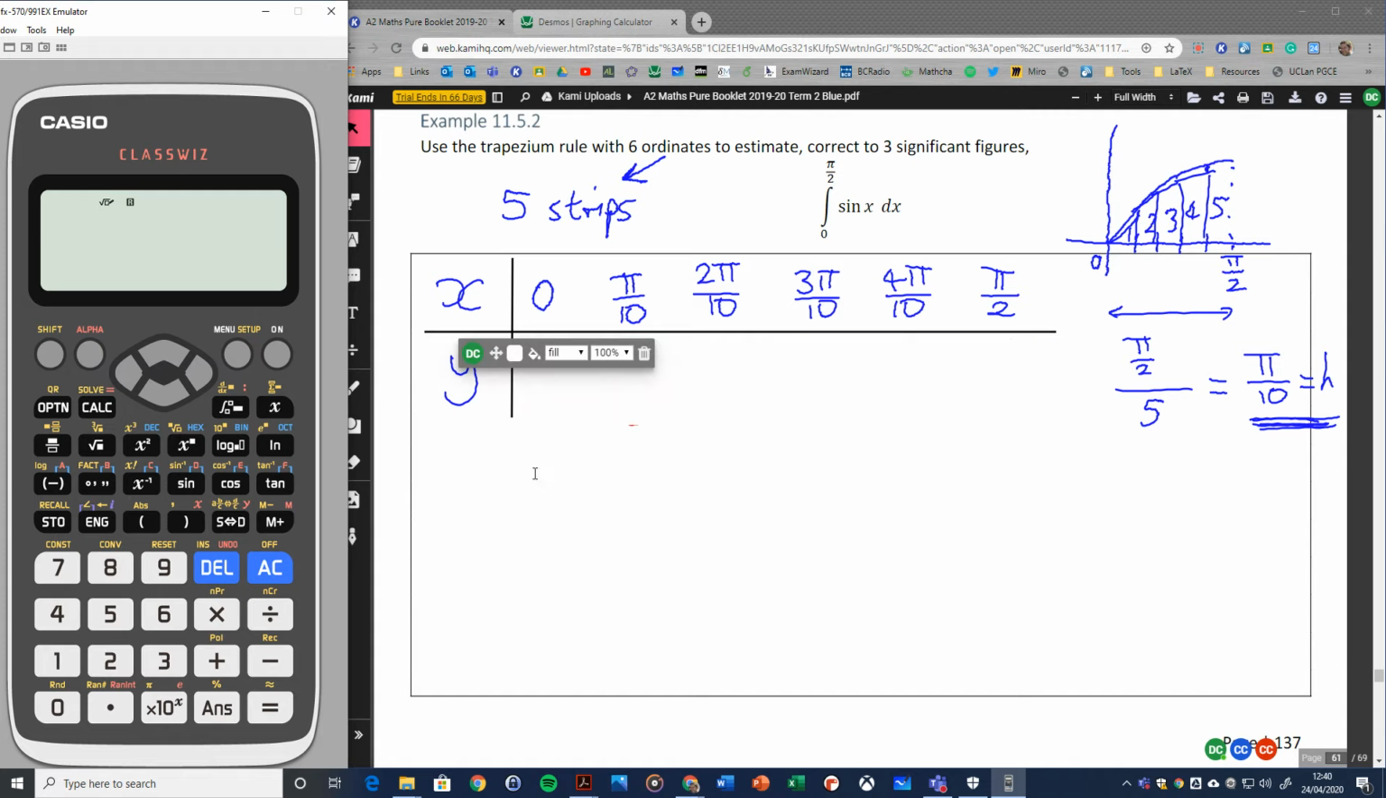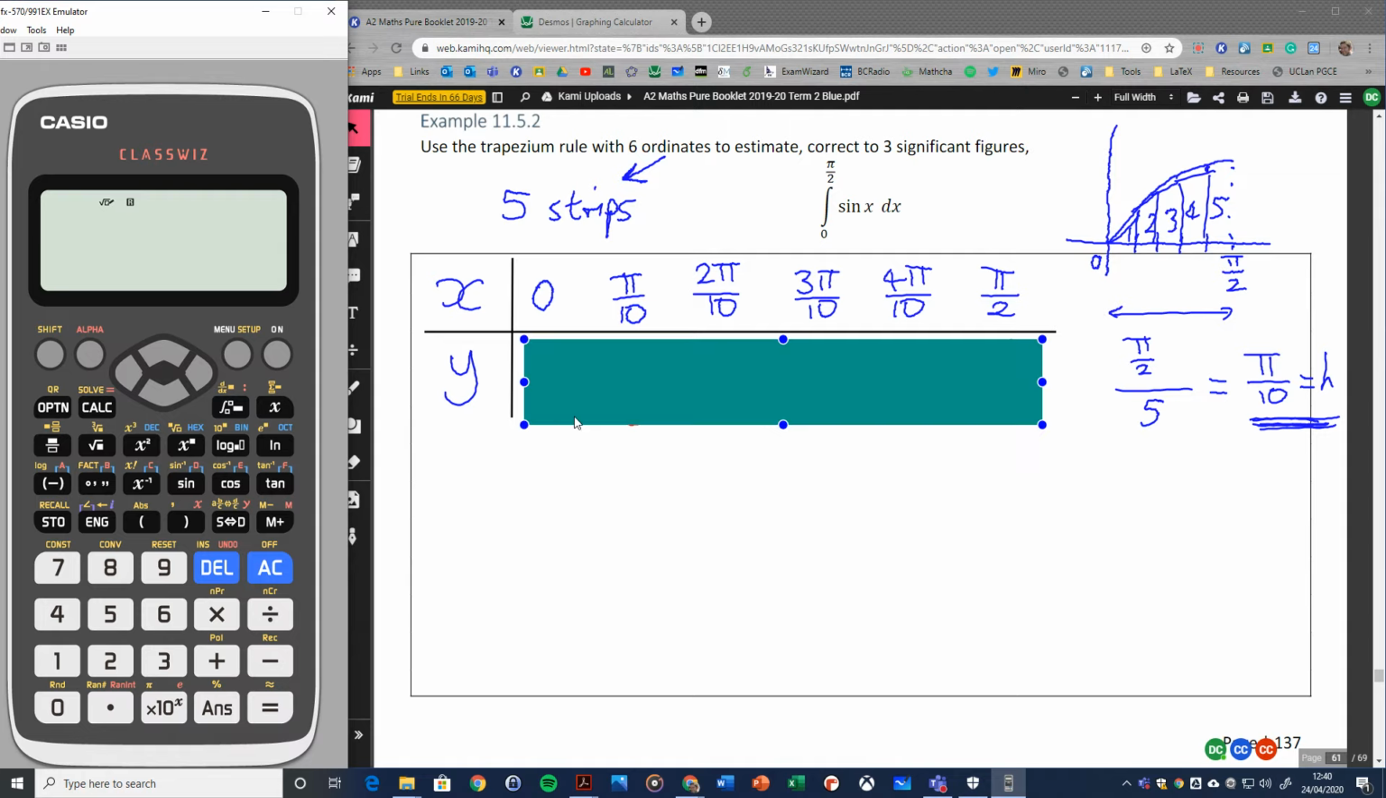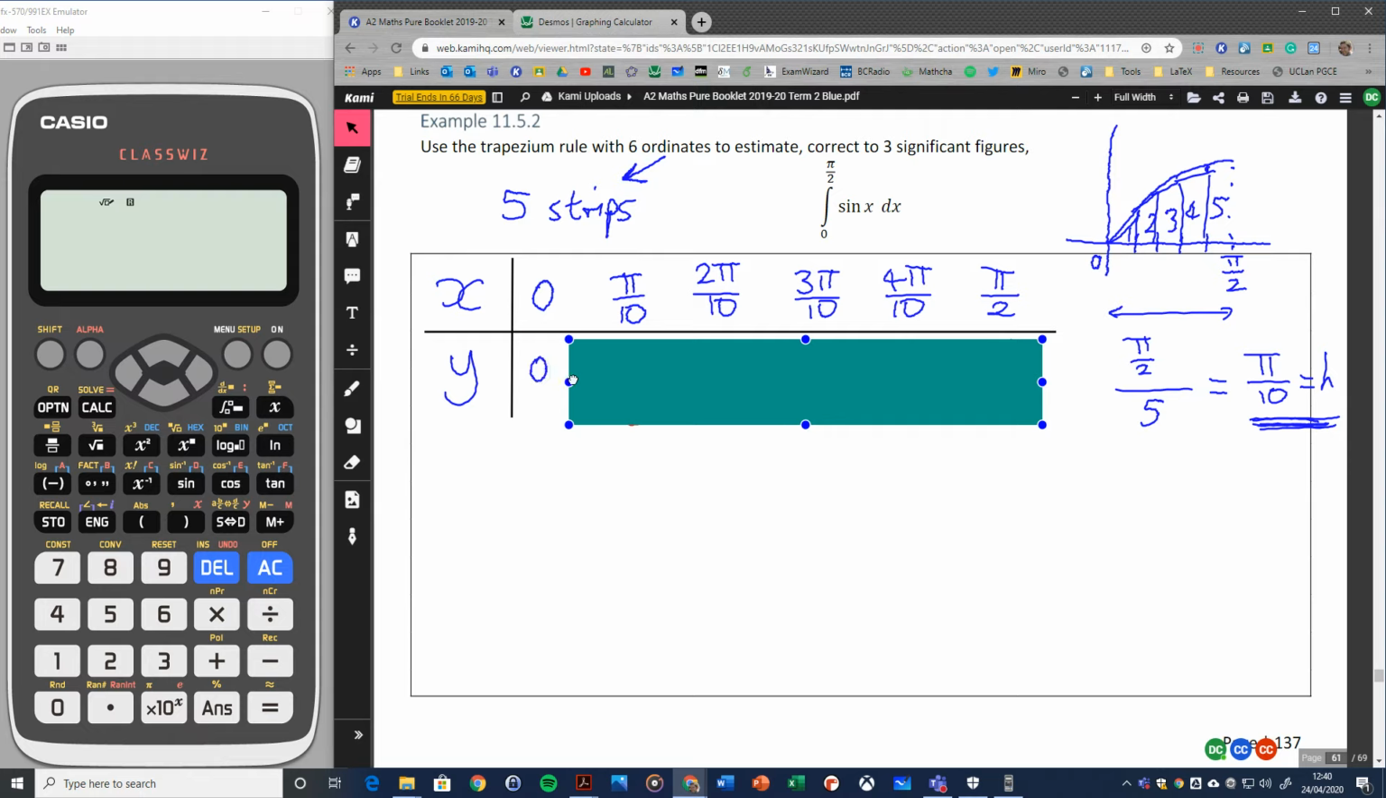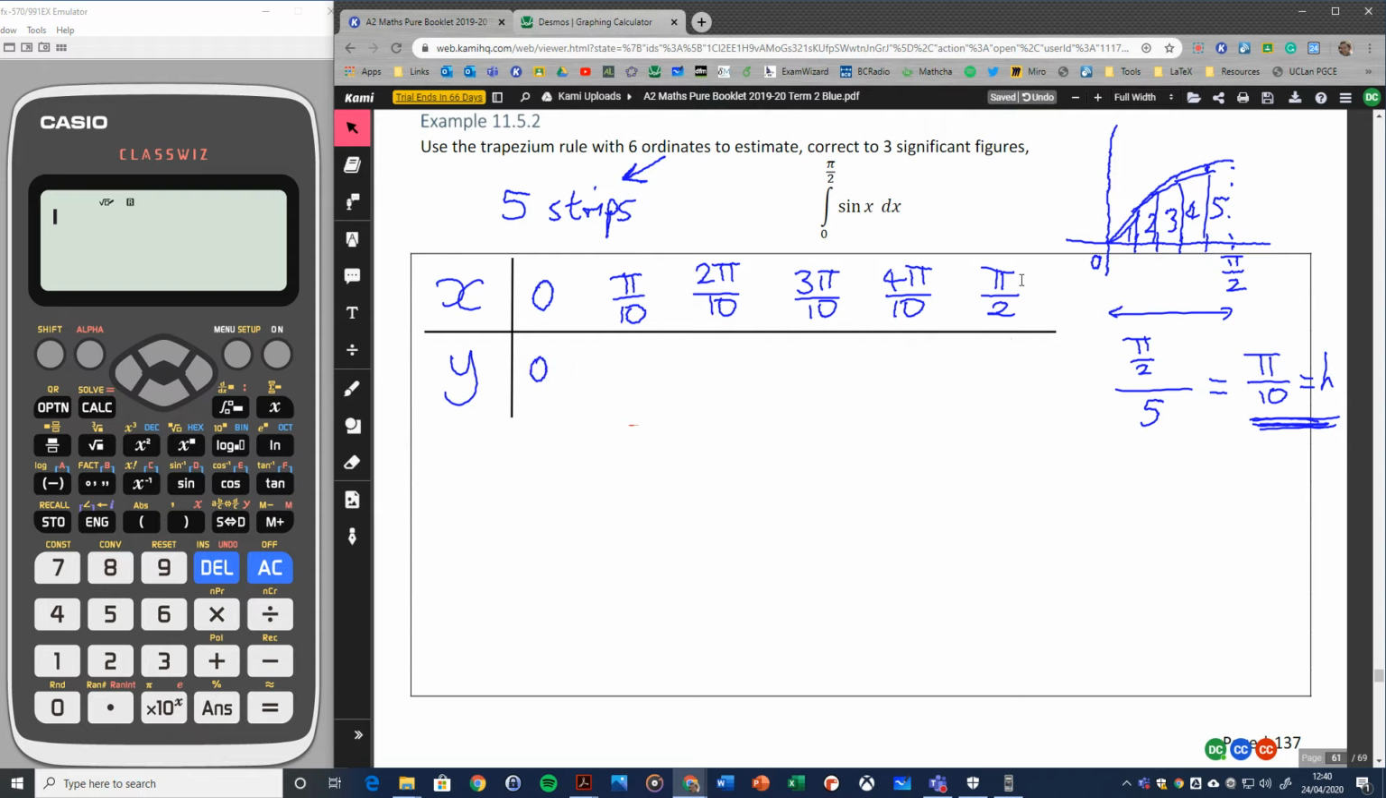Well, let's figure out these y values. A couple of them we shouldn't really need the calculator for. The first one, when x is 0, sine of 0 we should know is 0. So y is 0 there. And the one at the end as well, pi over 2. If you do A-level maths, you really should know that sine of pi over 2 is 1. So the first and last, nice and easy.